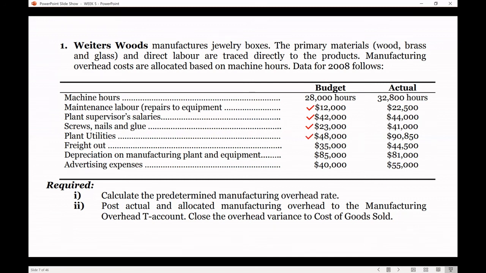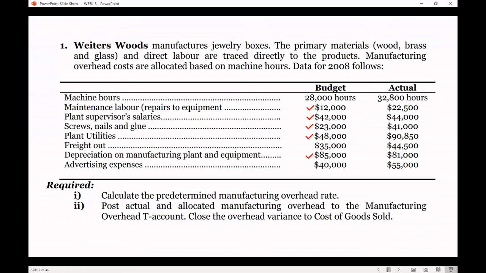Yes, that's another one. Freight out. What is this? This is your shipping, right? The cost to get it to the consumers, etc. Is that an overhead cost? No, we're not using it, right? But we're taking up depreciation on manufacturing plants and equipment.